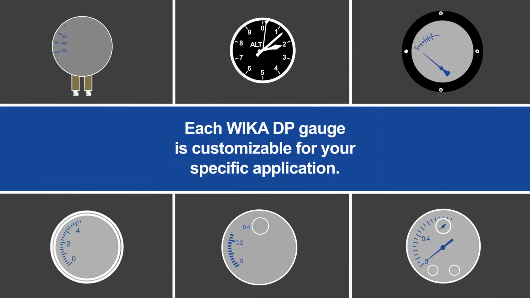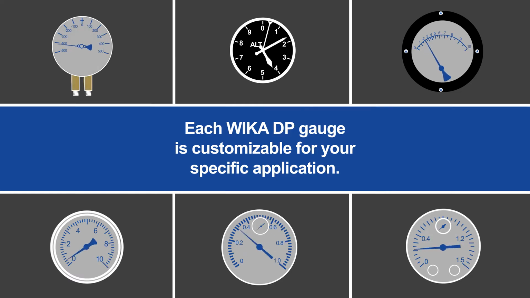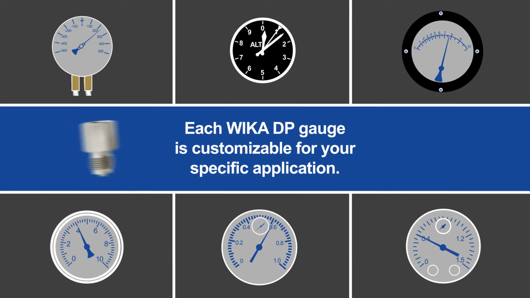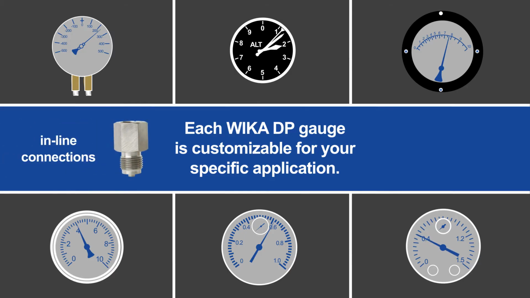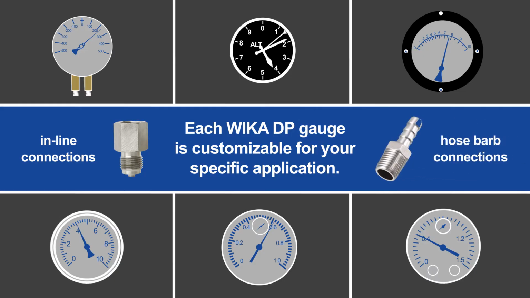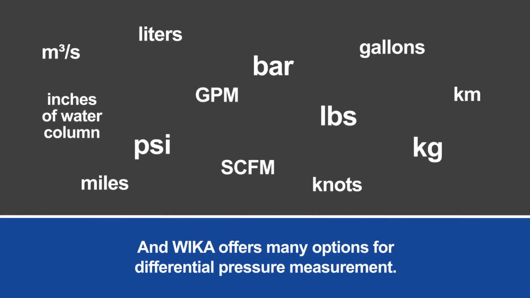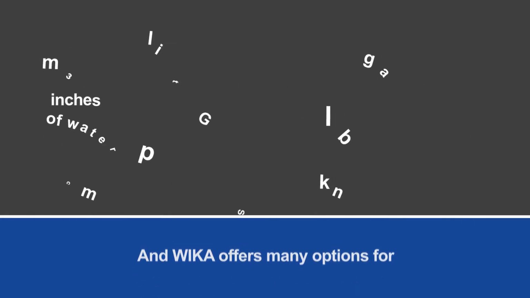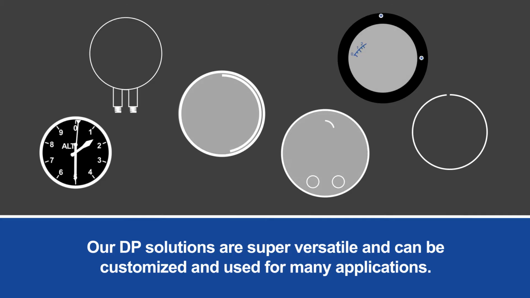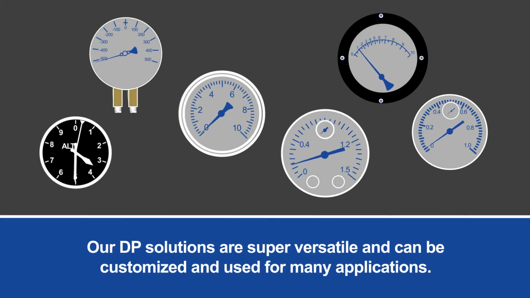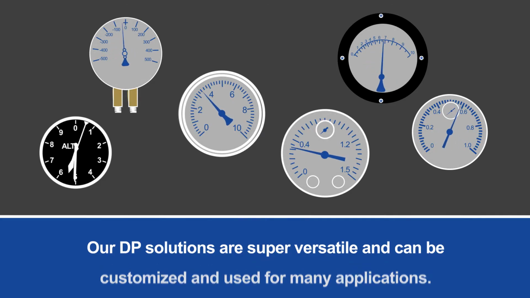Each WIKA DP gauge is customizable. With our range of specialized equipment, we can determine the right connection for your application. For example, when dealing with filter applications, inline or end connections would be used. In air handling applications, hose barb connections are typical. WIKA offers many options for differential pressure measurement. We like to think of our DP solutions as super versatile, hyper-accurate pieces of equipment customized for many applications.